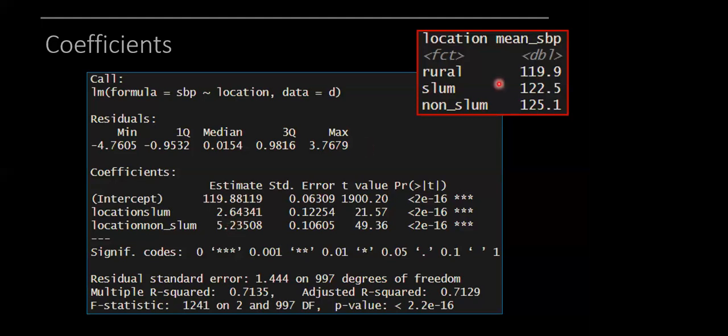And you can see that reflected up here in the raw data. In the raw data, the mean for rural was 119, for slum it was 122, and for non-slum it was 125.